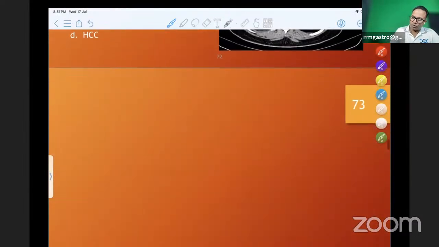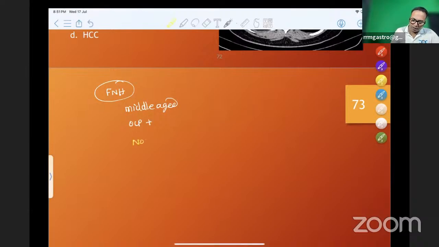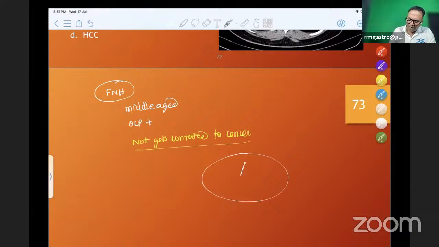So this is FNH. Don't forget focal nodular hyperplasia. It is common in middle-aged females. It is associated with OCP intake, and it does not get converted to malignancy, does not get converted to cancer. So FNH, nothing to worry. You just have to diagnose it. The diagnosis is made by a central stellate scar like this. Though in the image it is not clearly seen, the classical finding is the scar.